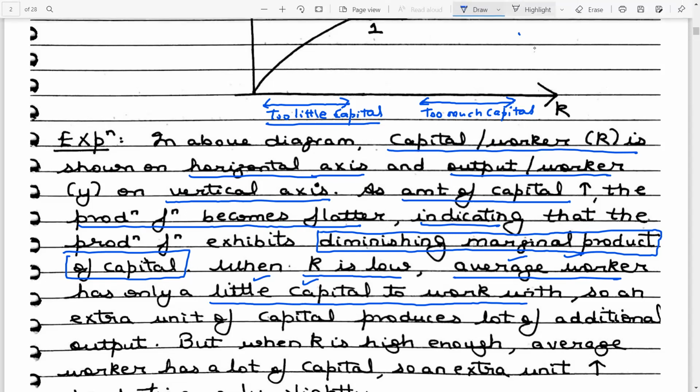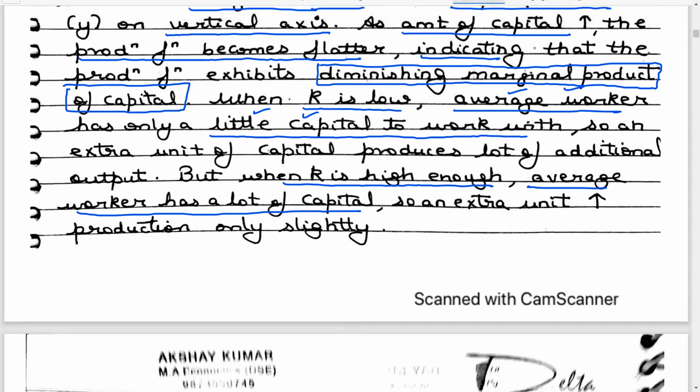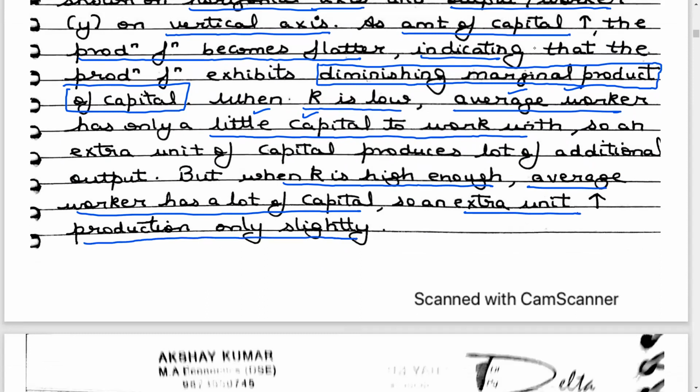But when the capital becomes very high, you can read this line: when the capital is high enough, the average worker has a lot of capital. So an extra unit increases the production only slightly. That means when an average worker is already loaded with too much capital, if you give him extra capital, it leads to mismanagement. Obviously, one person cannot manage that high a level of capital.